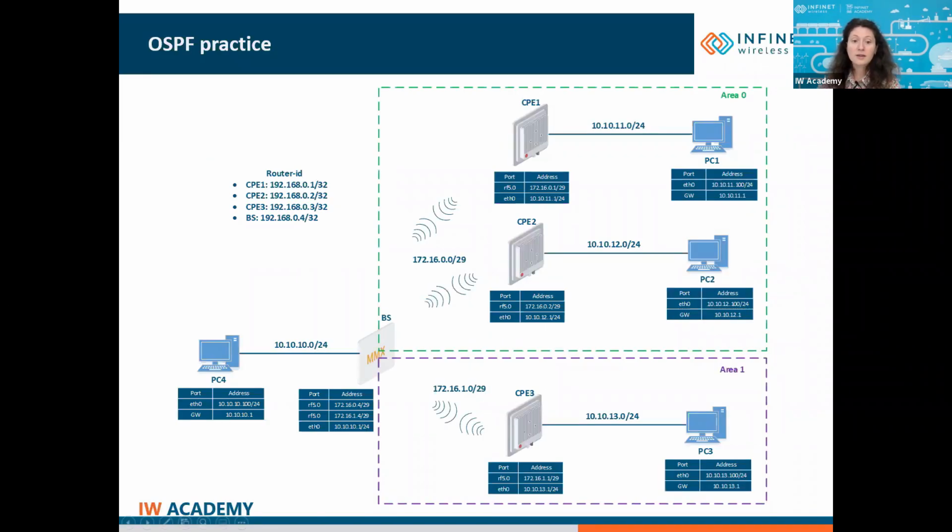We will use this setup in order to learn how to configure OSPF on the Infinet units. As you can see, we have a multiple access topology with CPE2 and CPE3 that are in the same area and share the same network with the base station. Therefore, we expect that OSPF will elect designated and backup designated router roles for this segment.